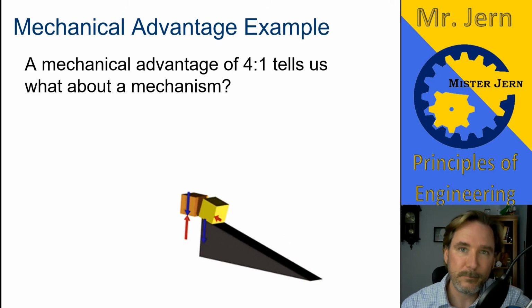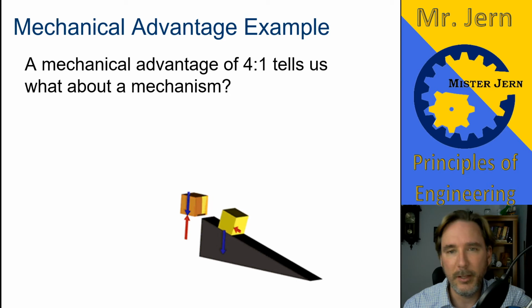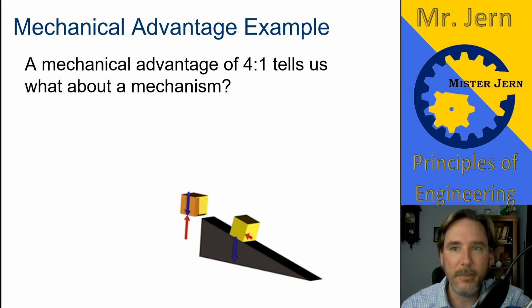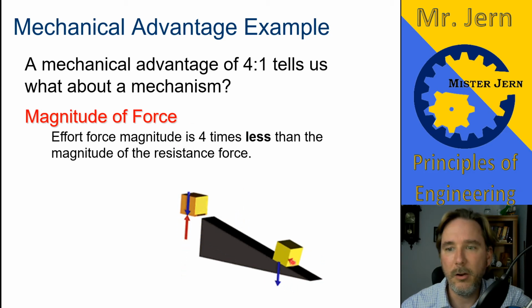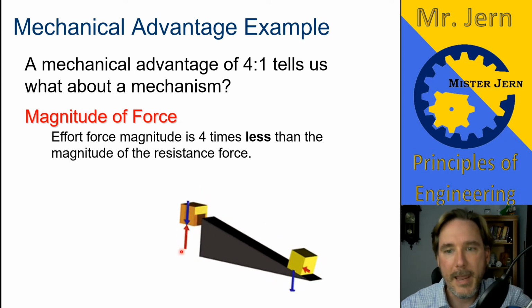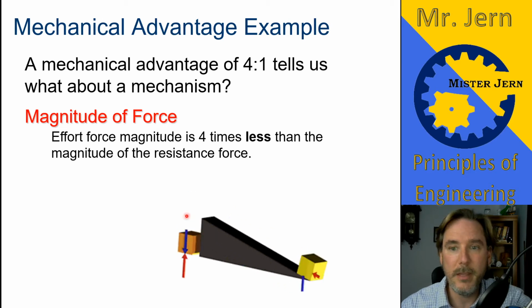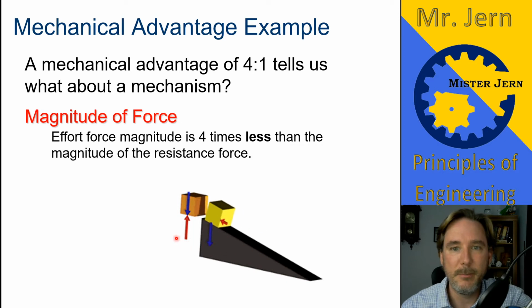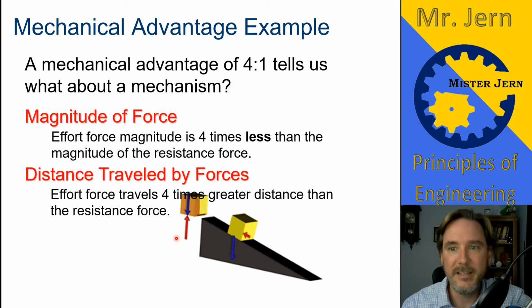We gave the example of this 4-to-1 mechanical advantage on this inclined plane. What does it tell us? Well, it tells us that the magnitude of the effort force, that red arrow, is going to be 4 times less than the magnitude of the resistance force. We are lifting this yellow block up, and what's resisting that? Gravity is resisting that. So the resistance, the blue arrow here, is 4 times greater than the effort. It's going to be 4 times less effort to lift it against gravity, but it also means it's going to be 4 times greater the distance.